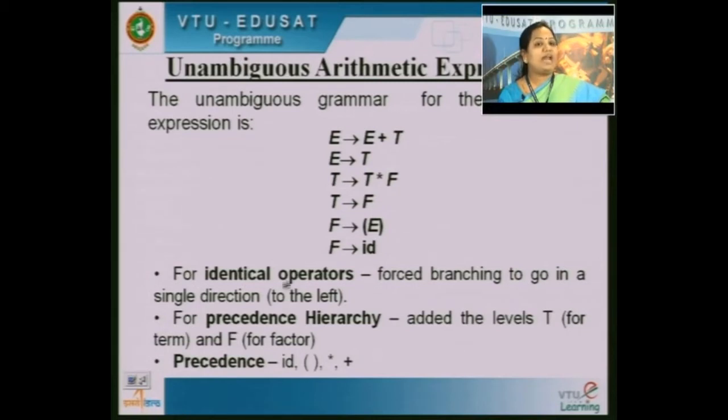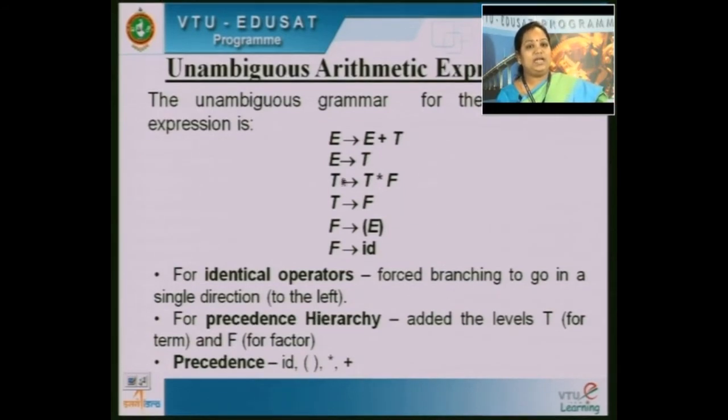First one is for identical operators. So, for identical operators, what we had to do? What we have done is we have forced branching to go in a single direction, either in the left direction or in the right direction, but right now we have taken the left direction. E tends to E plus T, T tends to T into F. So, we have taken the left direction.